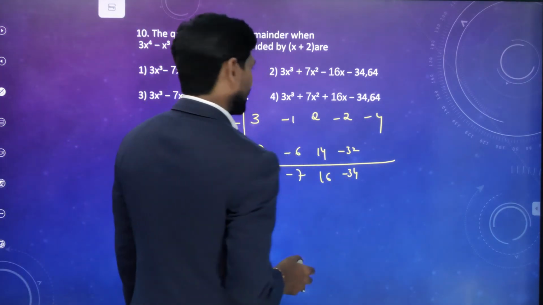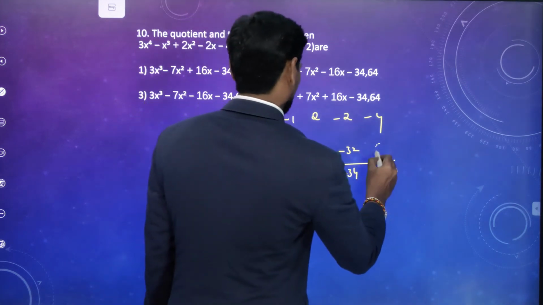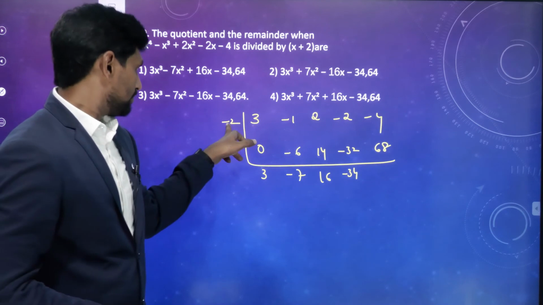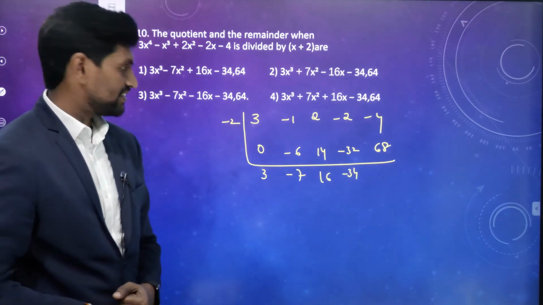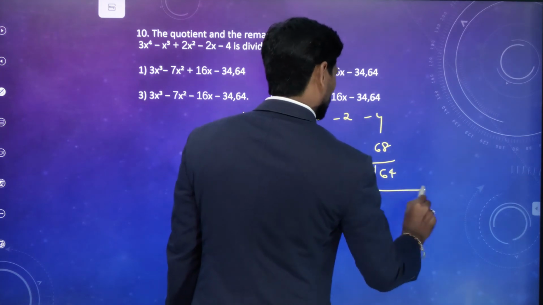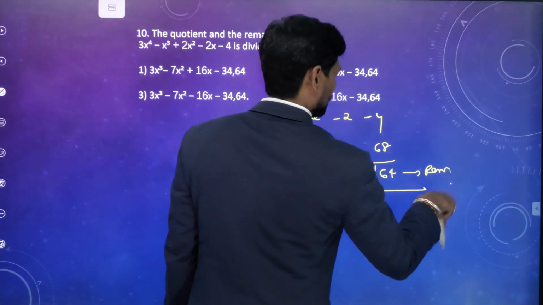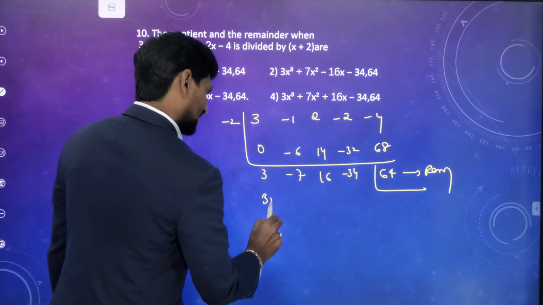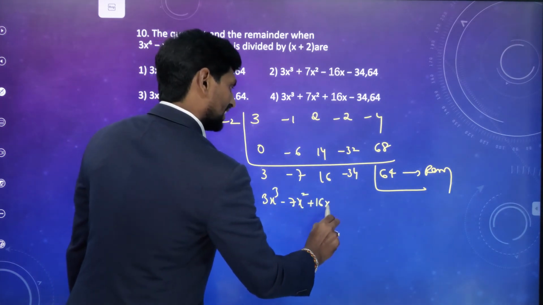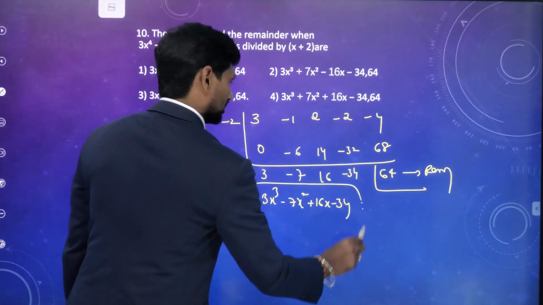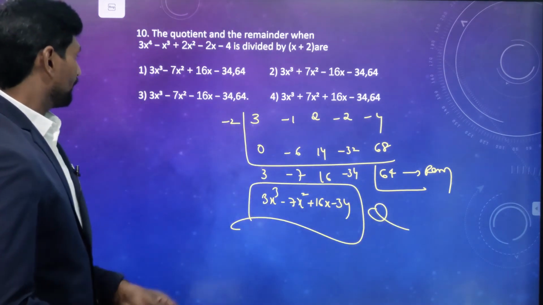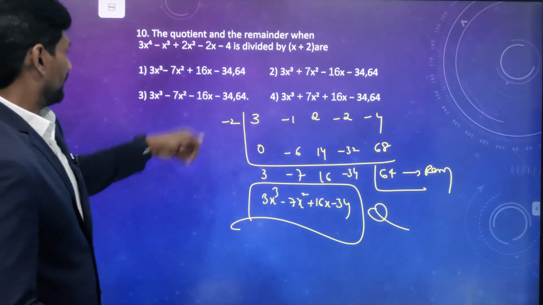So minus into minus plus becomes 68, sorry. Minus 2 into minus 34 is plus 68. Subtract 64, and the last one is the remainder. And the remaining, that means 3x cube minus 7x square plus 16x minus 34, will be the quotient. First one.